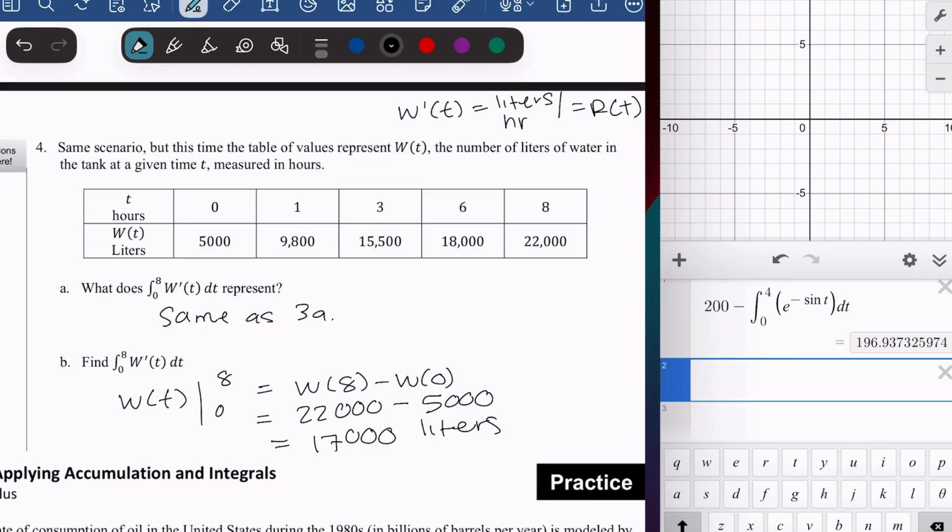Okay, any questions on number 4? Easy peasy.